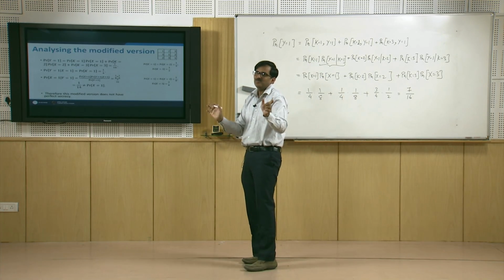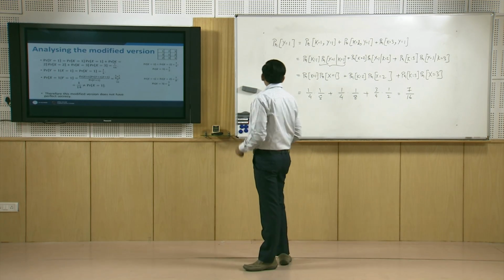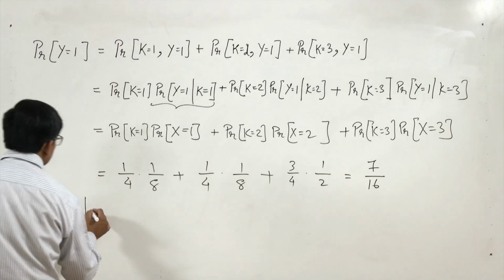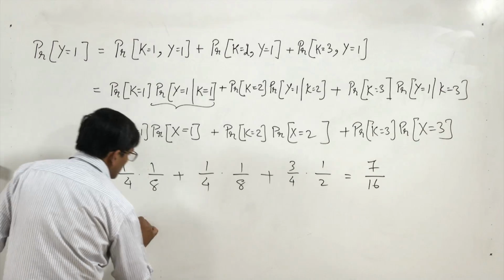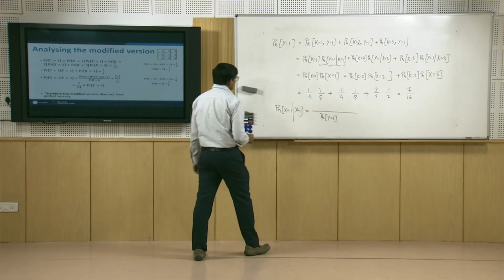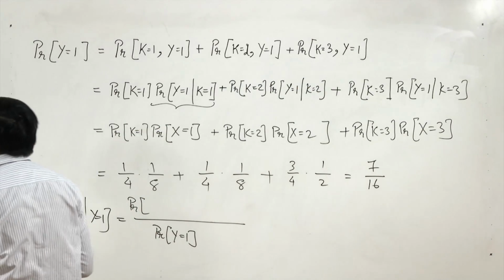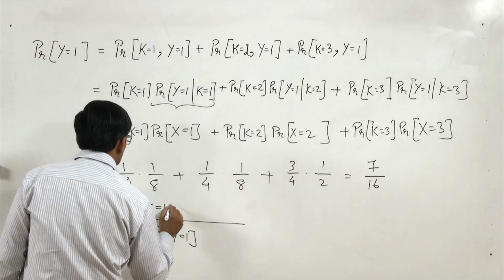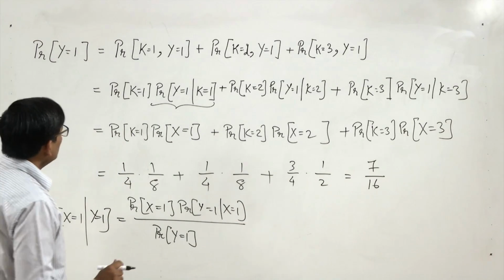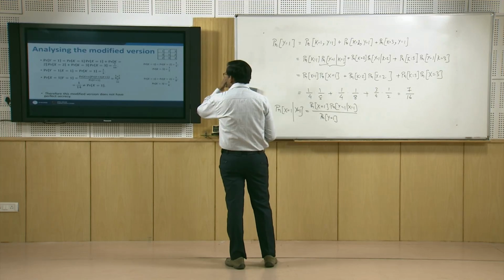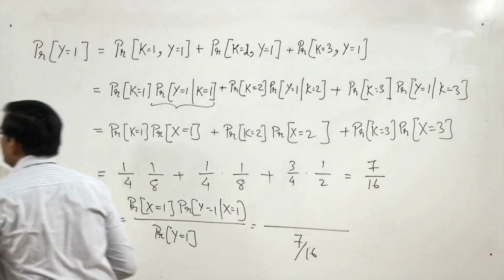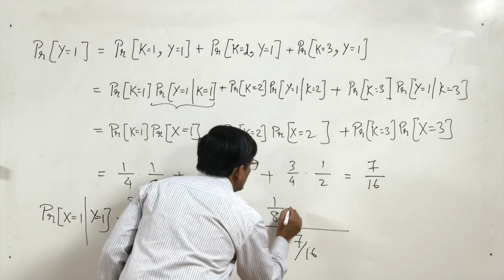I mean, we have to use Bayes theorem. We would like to know the probability of x equal to 1 given that y equal to 1. For that, in the denominator we write probability of y equal to 1, which we have already computed. In the numerator we will write probability of x equal to 1 into probability of y equal to 1 given x equal to 1. We have not seen this one yet, given x equal to 1. So here in the denominator I will put 7/16, and in the numerator I will put 1/8 for probability of x equal to 1, and then this term.